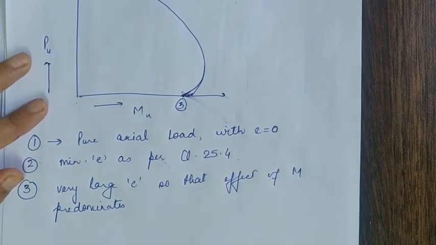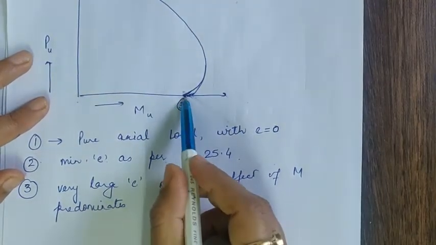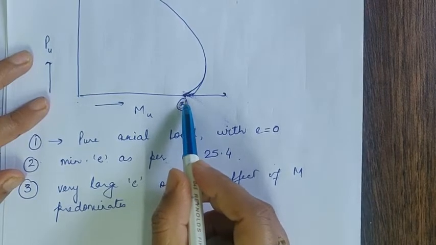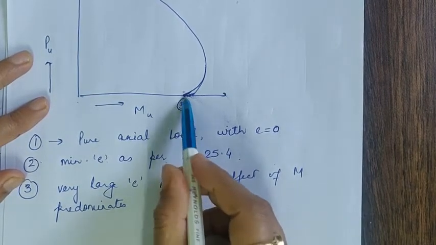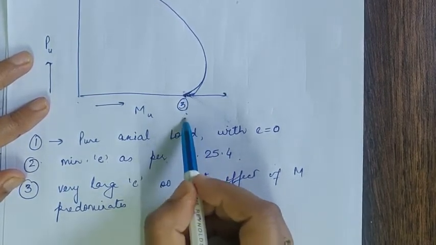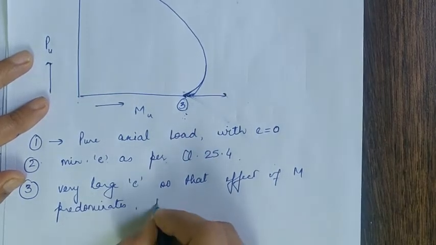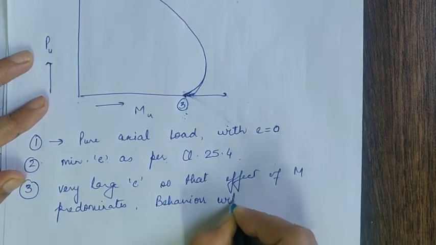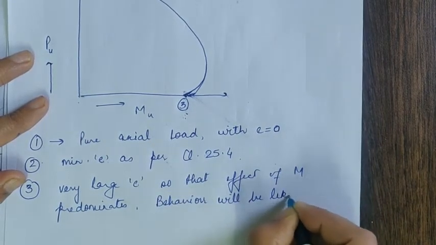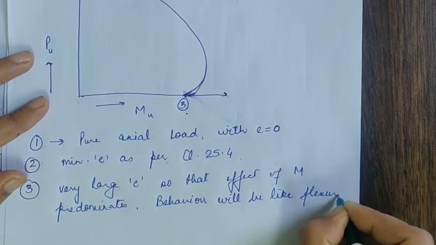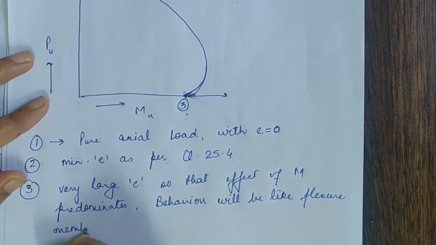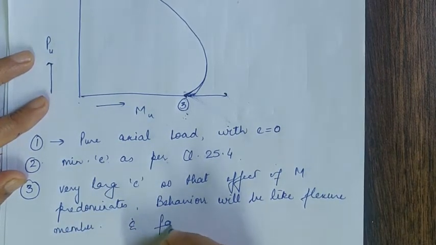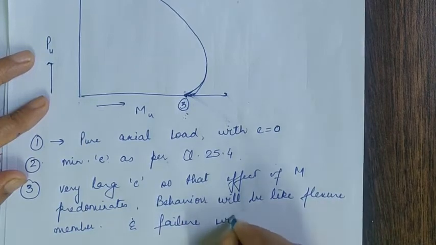Now if there is only M, we all know the system will bend just like a doubly reinforced beam, and there will be a tensile kind of failure. Okay, so the behavior will be just like a flexure member. Behavior will be like flexure member. And failure will be tensile.